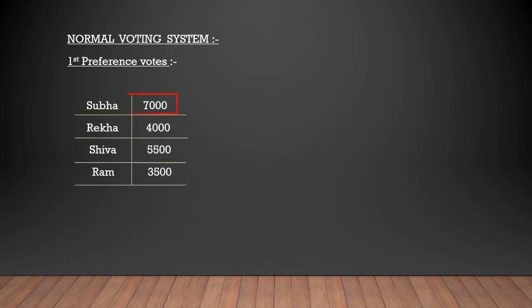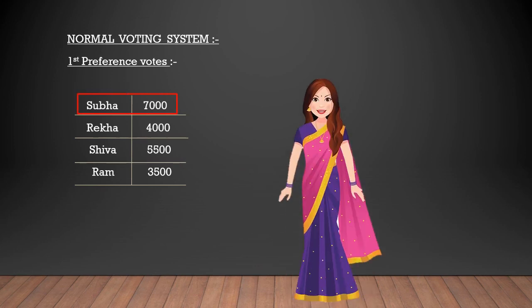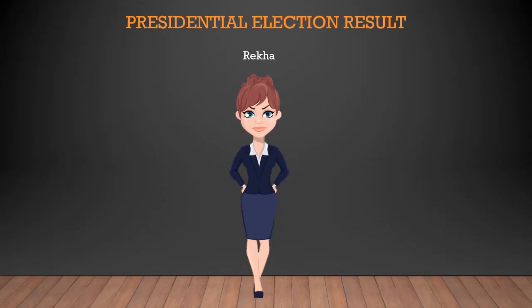In the normal voting system, Subha would have won the elections as she has got the highest number of votes. Subha had secured 7,000 votes in the first preference, so she would have won the elections. But here, in the single transferable vote system, the results are different.